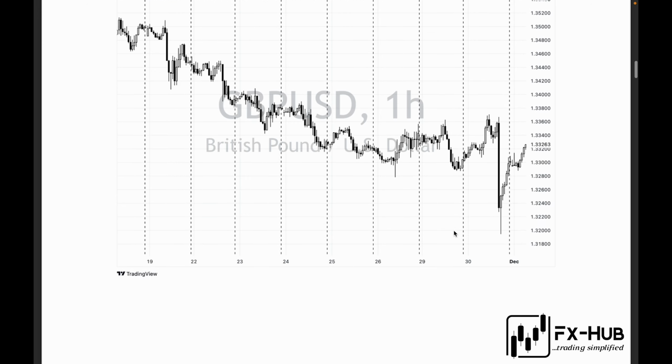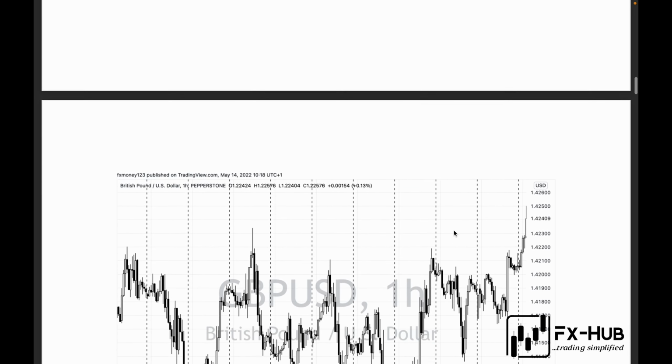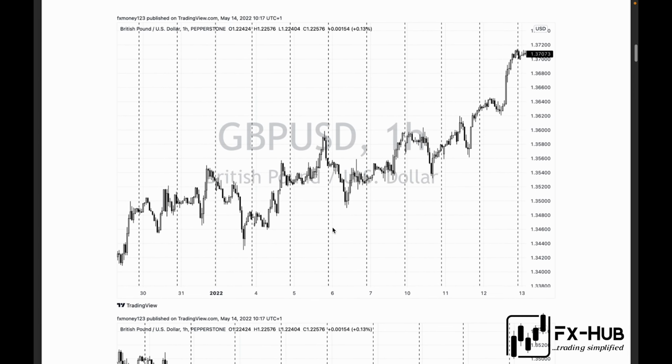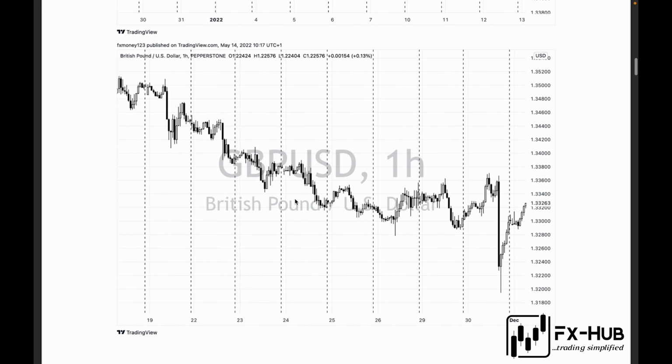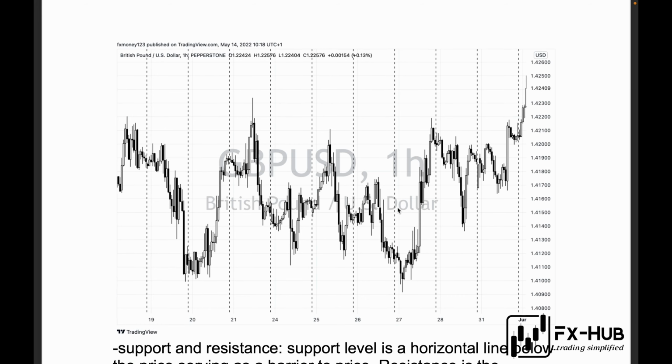So let's look at the next one. Here we have something. This is a bullish market, since the market was going up. You get me? This is a bullish market. This is a bearish market; the market was going down. And this is a ranging market, a sideways market. The market is bound within a range. It's not going up, it's not going down.